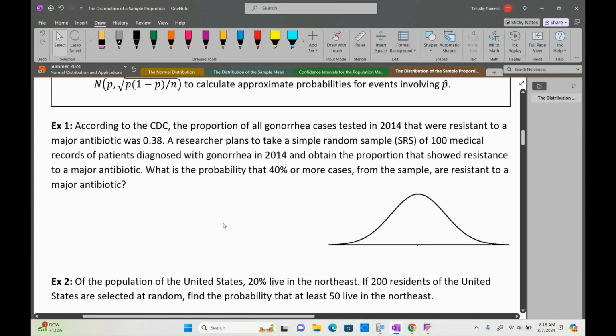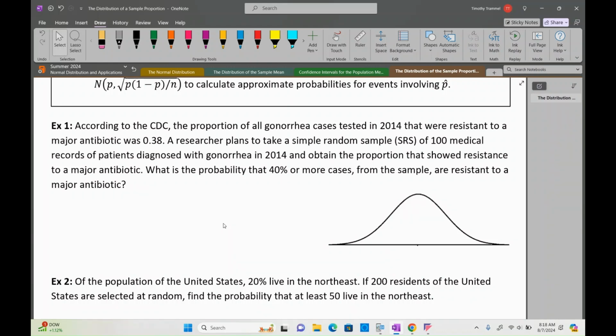Okay, here we go. So this is according to the CDC, the proportion of all gonorrhea cases tested in 2014 that were resistant to a major antibiotic was 0.38. A researcher plans to take a simple random sample of 100 medical records of patients diagnosed with gonorrhea in 2014 and obtain the proportion that showed resistance to a major antibiotic. What is the probability that 40% or more cases from the sample are resistant to a major antibiotic? So we have a few things to write down here.